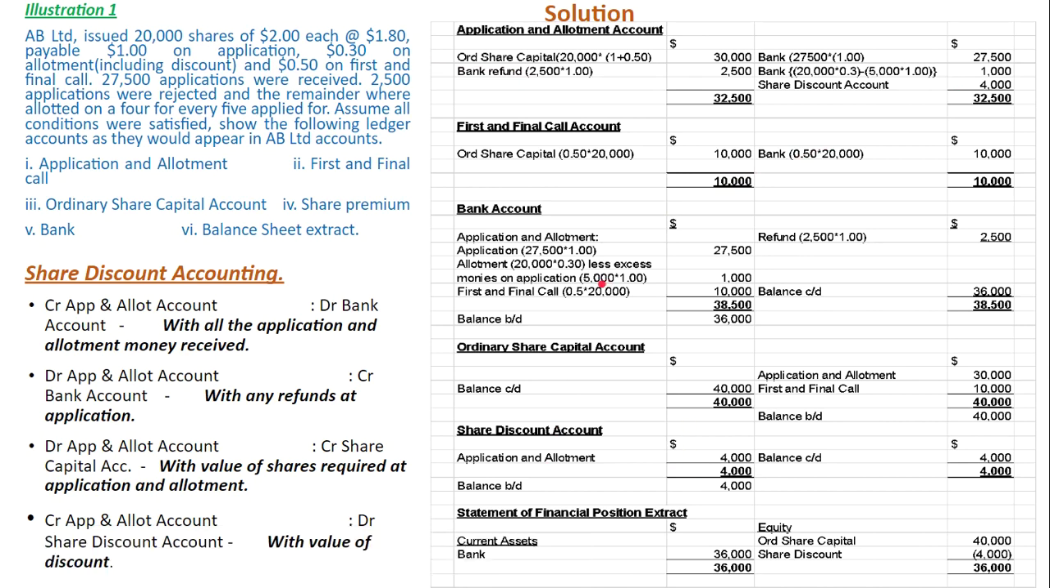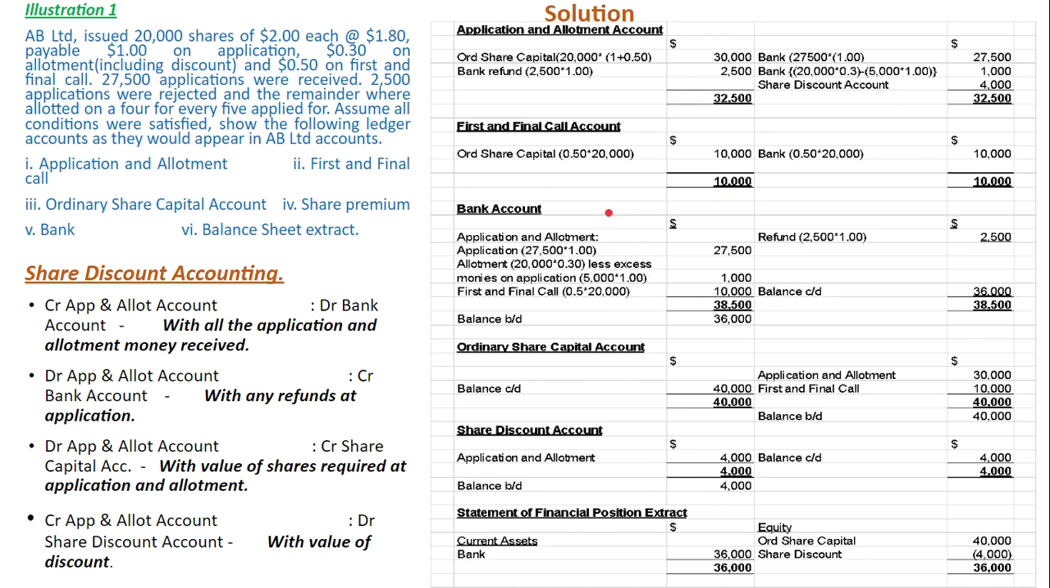Next, we need to record the first and final call account. We already know what we need to do with the first and final call account. First, we need to credit the first and final call account with the monies received. So we are told that 50 cents was paid on first and final call. So 20,000 multiplied by 50 cents will give us $10,000. Double entry, we go to the bank account. First and final call, 50 cents times 20,000 to give us 10,000.